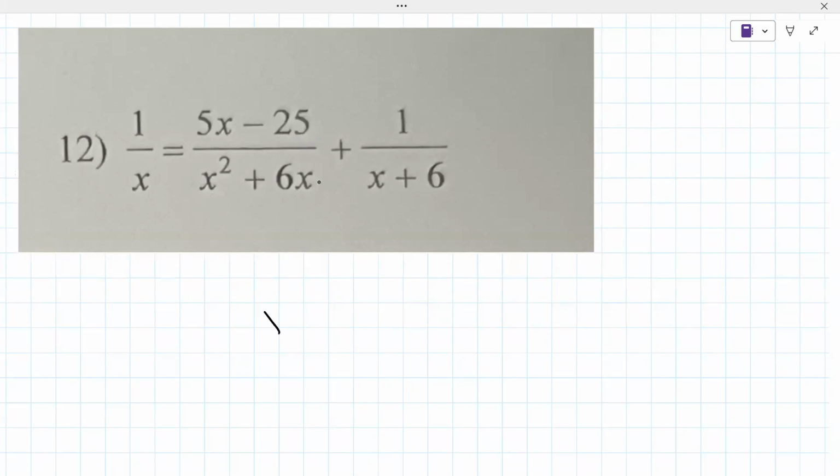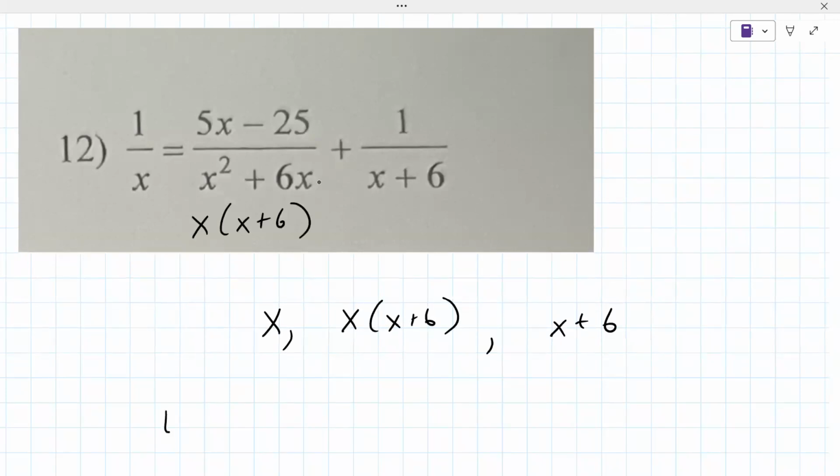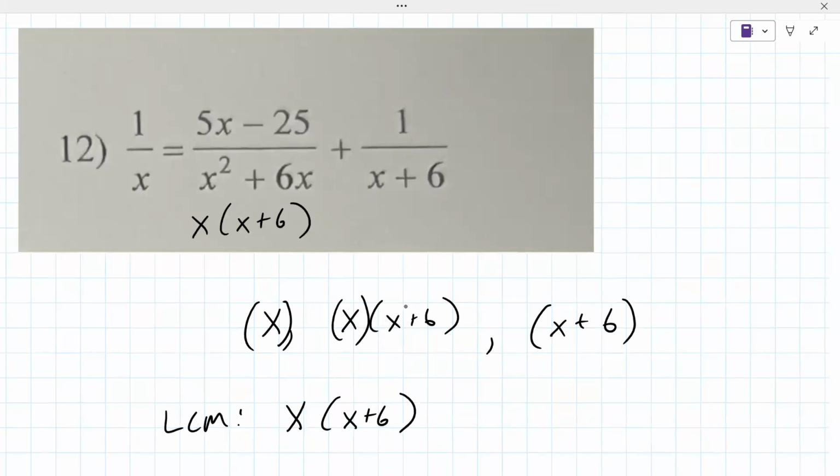All right, so we're looking at x, and then it's good to factor here. x times x plus 6, and then x plus 6. We're looking for the least common multiple. Treat this as if they're all in parentheses. What's missing? What does one have that the other doesn't have? Another x. Yes, so we need an x and an x plus 6. That's the least common multiple.